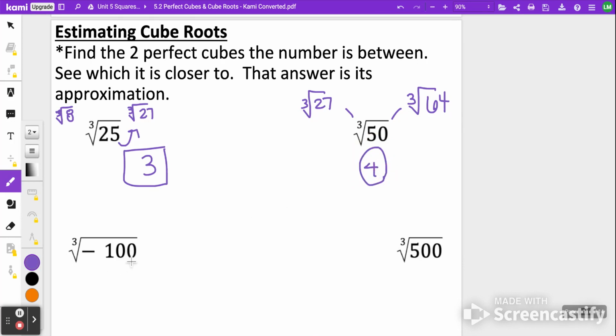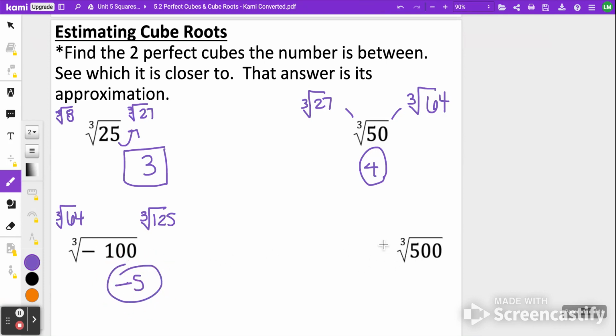The cube root of negative 100, well, I know the cube root of 64 is an option. And then the cube root of 125. 100 is still quite a bit of ways from 64. It's 36 away. It's only 25 away from 125. So we're going to say it's about negative 5.